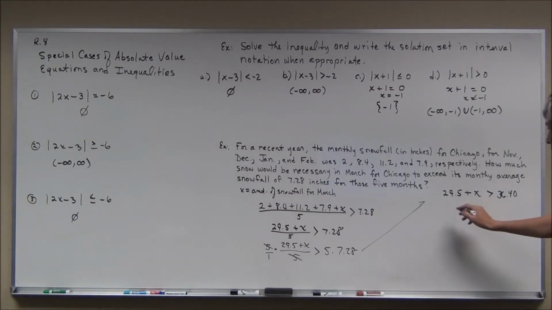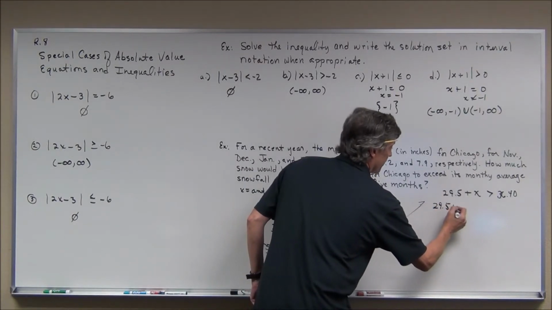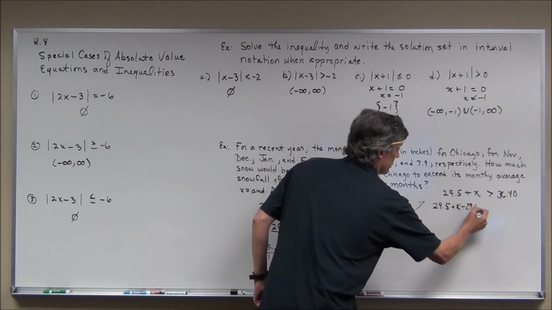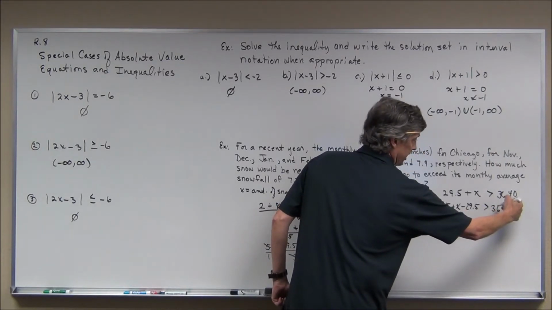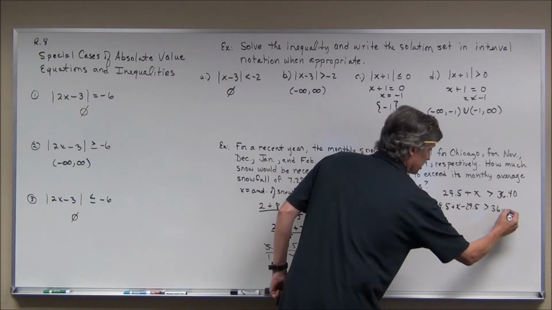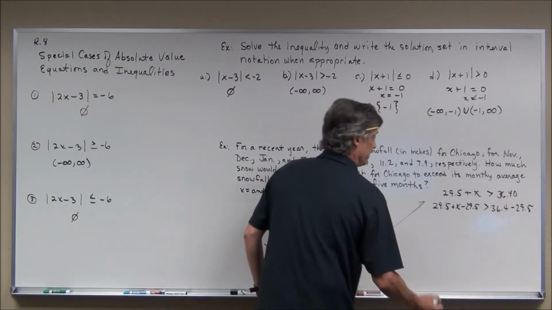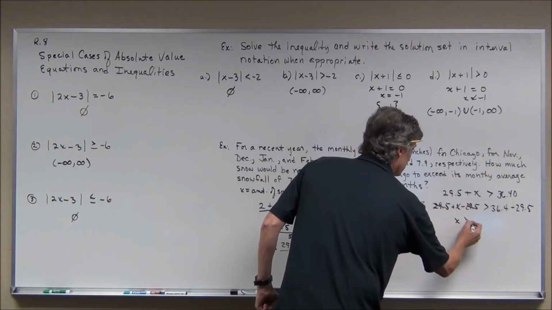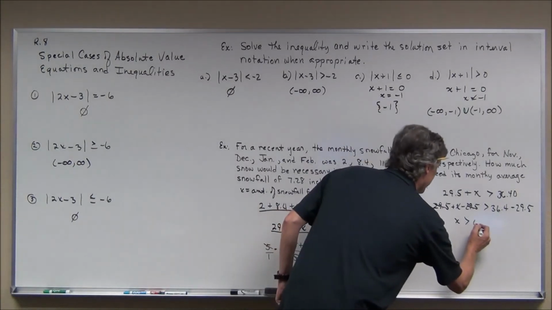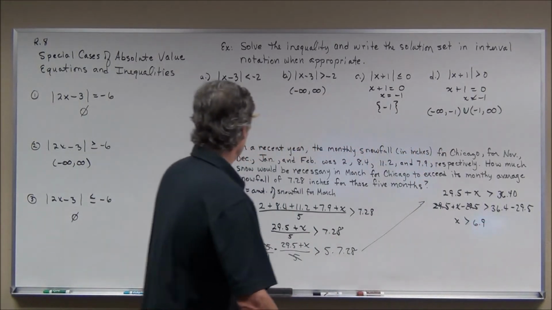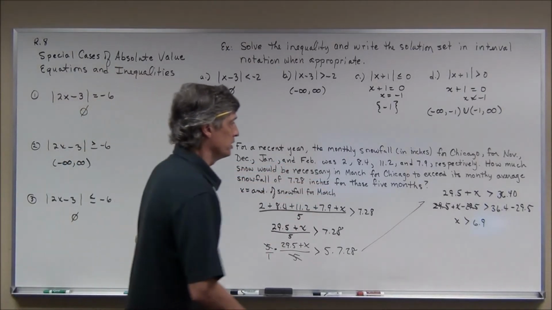I'm going to solve for x. I'm going to subtract 29.5 from both sides. And since this only has one decimal place and this has two decimal places but the end's a 0, I'll just leave it as 36.4 minus 29.5 just for convenience. And I have x is greater than, what would that be, 6.9. So, how much snow would be necessary in March? It would have to be greater than 6.9.